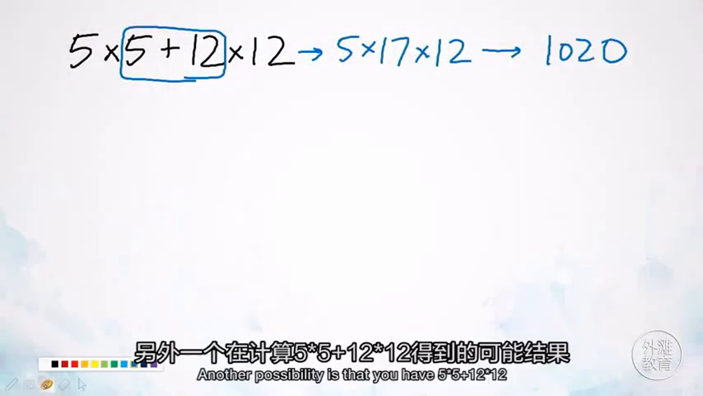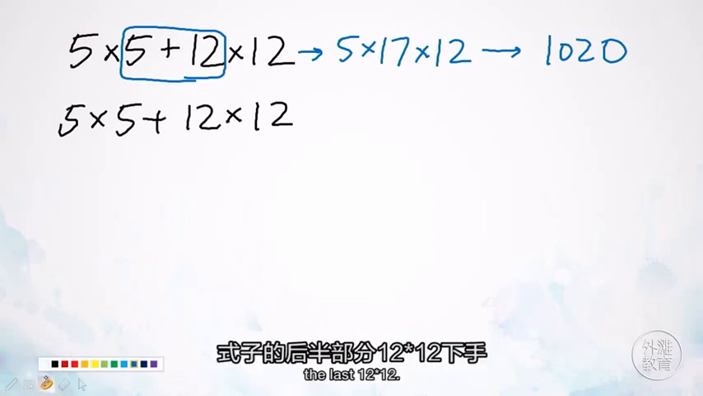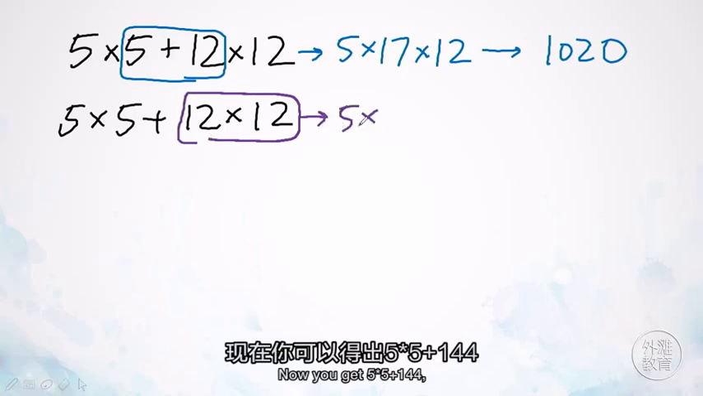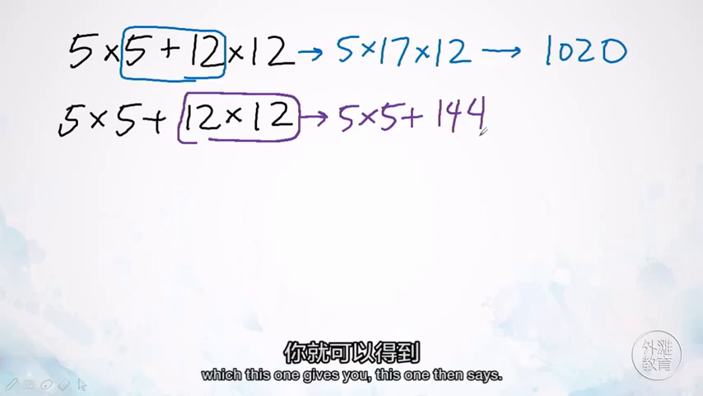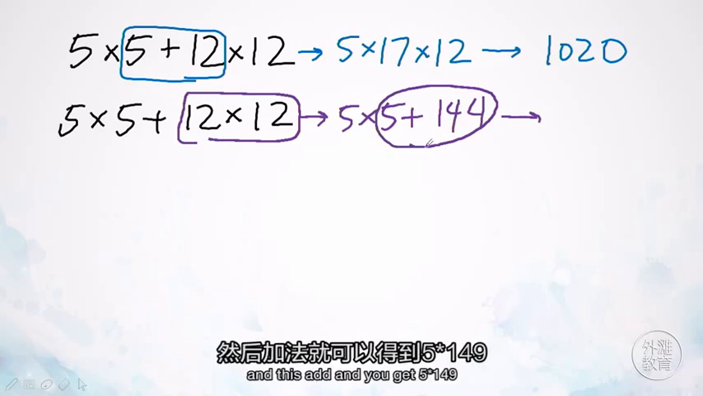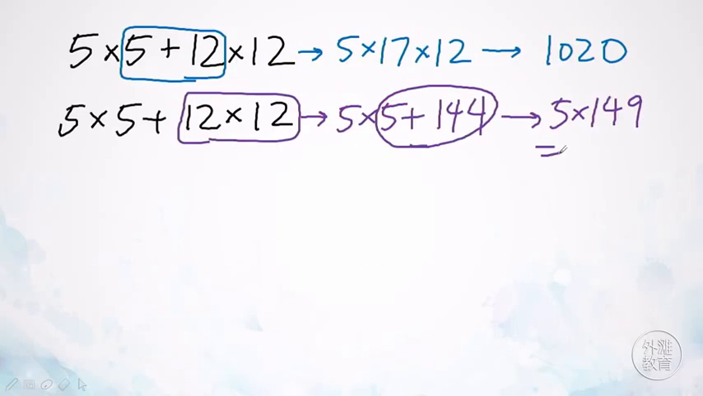Another possibility is that you have the 5 times 5 plus 12 times 12. And this time what happens is you start by doing the last 12 times 12. Now you get 5 times 5 plus 144, which this one gives you. This one then says, suppose what happens next is that these multiply, these add, and if these add, you get 5 times 149, which the problem very nicely told us is 745.